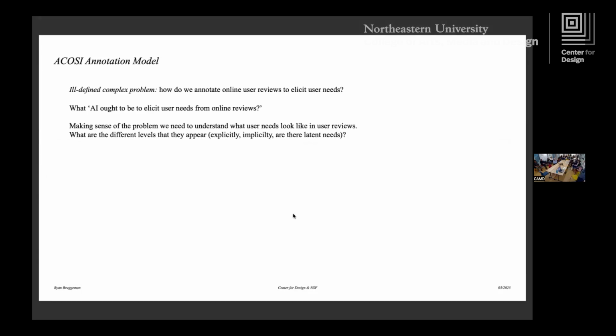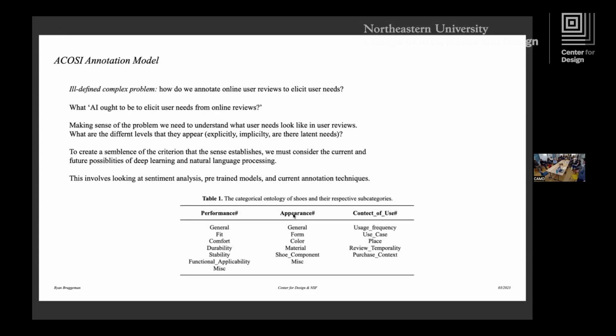We got to make sense of the problem to understand what user needs look like in user reviews. What are the different levels that they appear, explicitly, implicitly, latent? What is the latent level of these needs? And we break them down once we understand the sense. We can ask ourselves, well, what is the semblance or the form that the sense establishes? We must consider the current and future possibilities of deep learning and natural language processing, such as sentiment analysis, pre-trained models, and annotation techniques. So as a group, we went through this process of establishing the sense and the semblance of this problem.